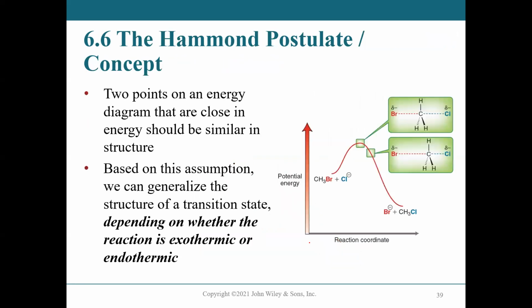The Hammond postulate says two points on an energy diagram that are close in energy should be similar in structure. That's what they're saying right here. On this energy diagram, we'll call it point A and point B, and we see that they do have similar structure. It's just that at point B, the bromine is getting further apart. And if we go down even further, let's call this point C right here. Maybe that bromine is here, I'm just trying to exaggerate this. Maybe that chlorine is real close now. That's what they're trying to show you right there.